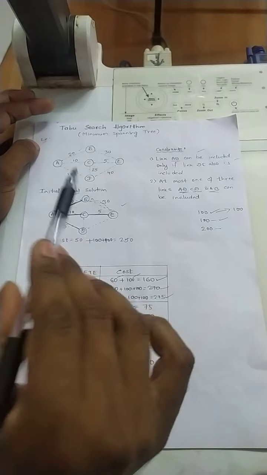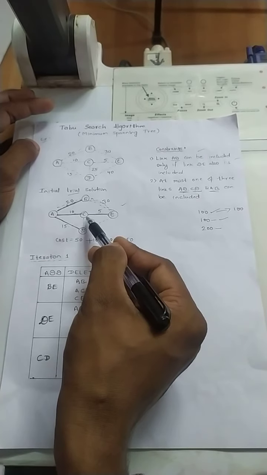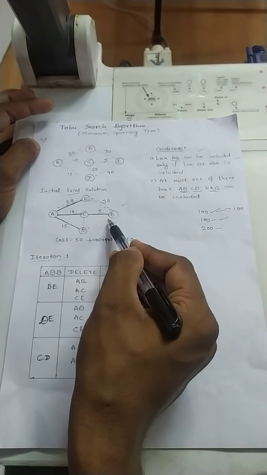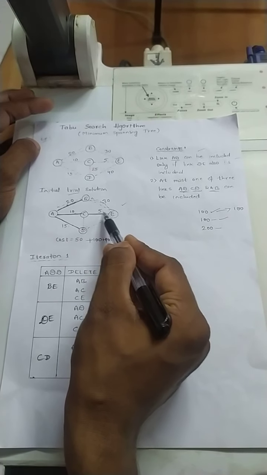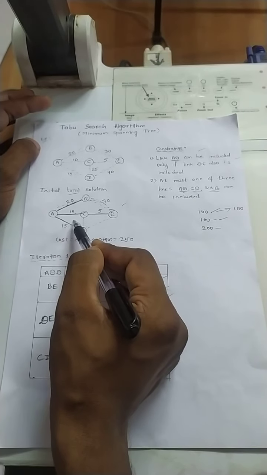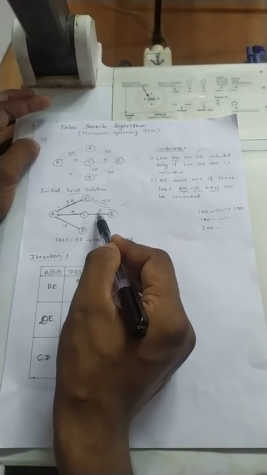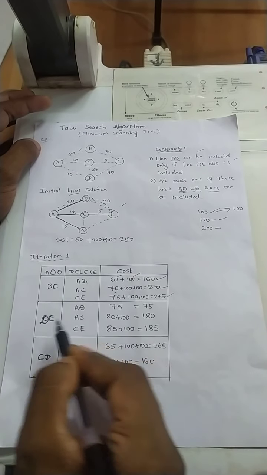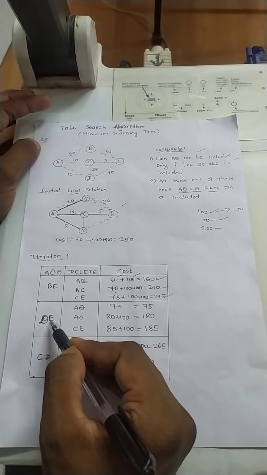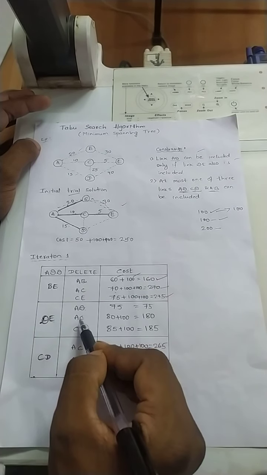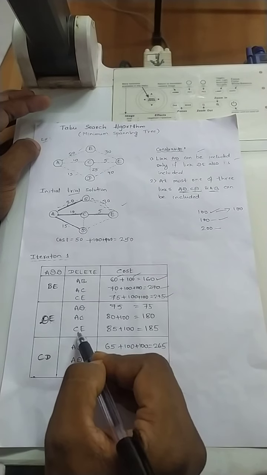Now instead of BE, I want to add, say, DE. I can do this. But if you add DE, what happens? There is a cycle. To remove the cycle, I can either delete AD, AC, or CE. So I have written all this: AD, AC, CE. So the combinations will be: add DE, remove AD; add DE, remove AC; add DE, remove CE.